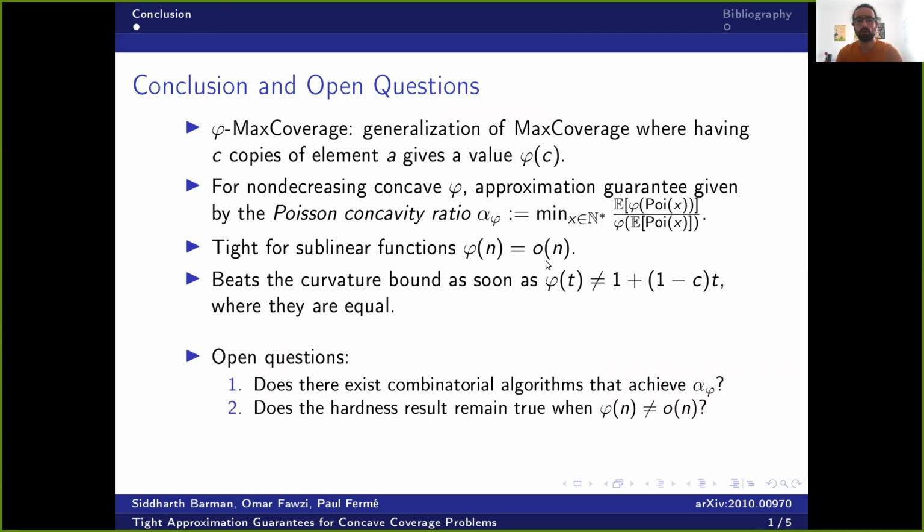So there are some small open questions. We presented a relax and round strategy. So does there exist some combinatorial algorithm that could achieve alpha of phi? And the second question is whether this hardness result remains true when phi is not sublinear.